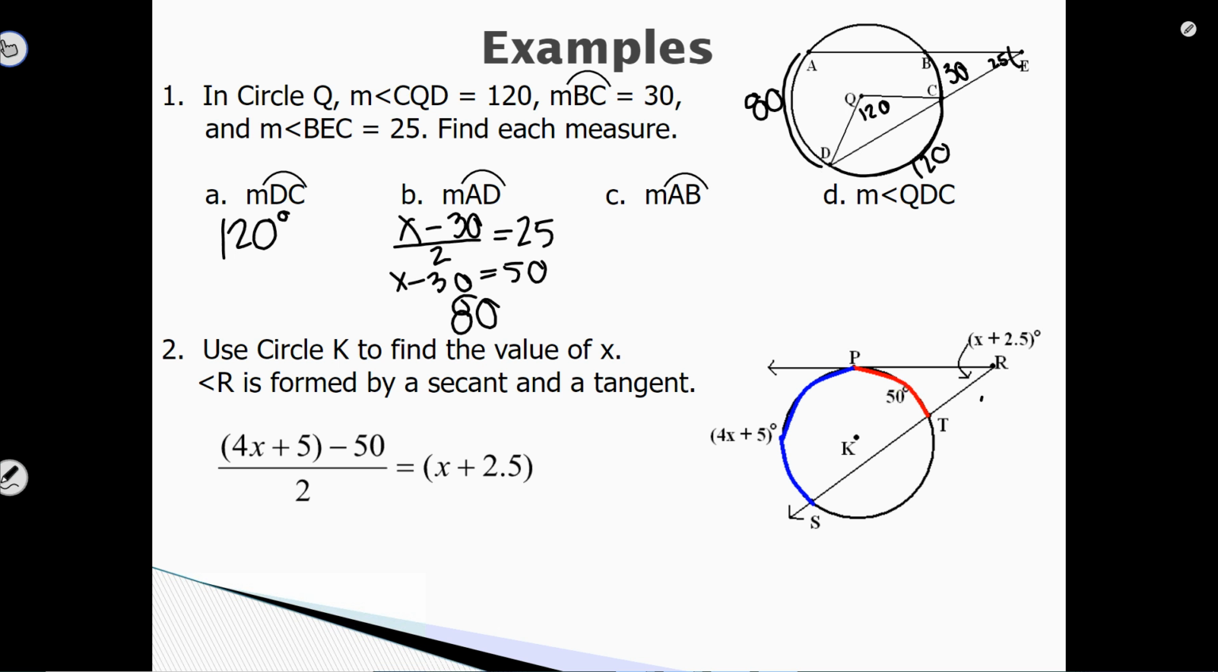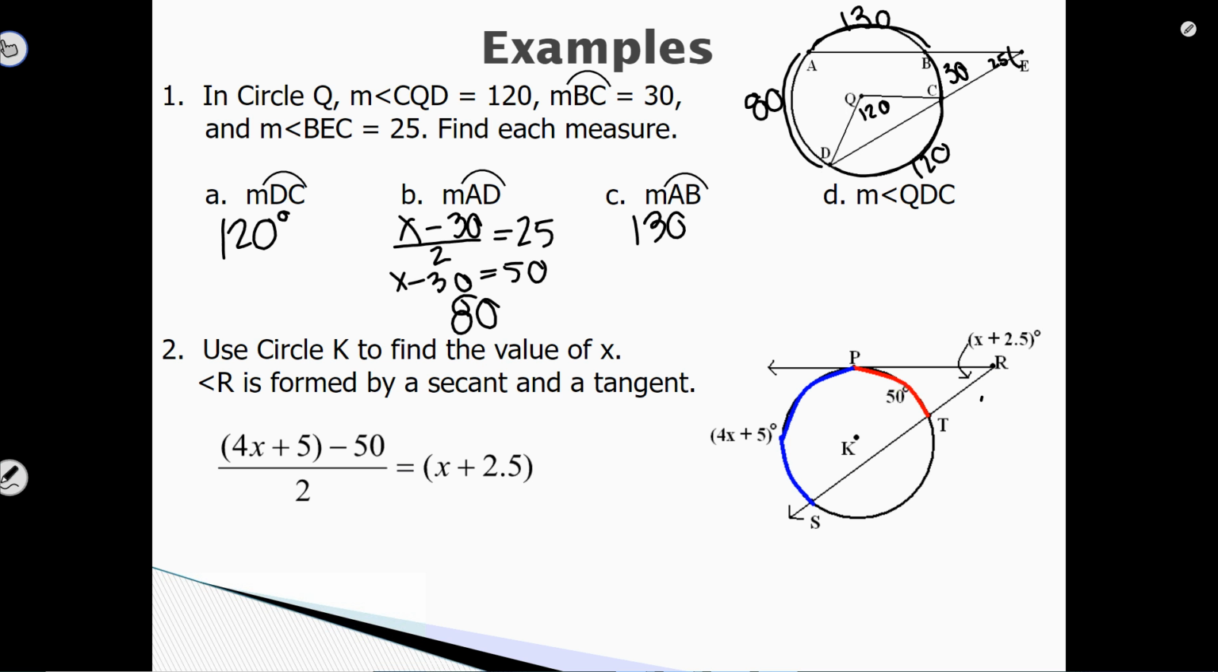Okay, now they want to know the measure of this arc right here, AB. How could we find that? So we got 80 and 120, which is 200, plus 30 is 230. And then what do we do once we've added them up? And what's that going to leave us with? Very good. All right, so now I know this piece is 130.